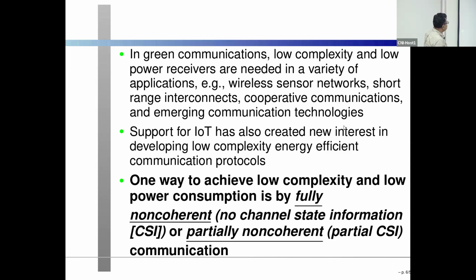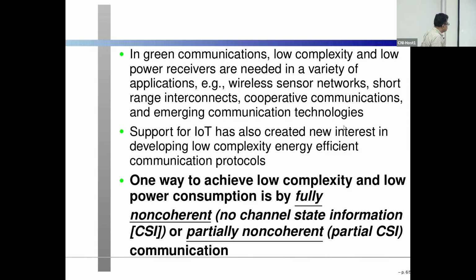Now, one way to achieve this is by either having fully non-coherent receivers which require no channel state information. So, no overheads in terms of pilot symbols to estimate the channel. You just know the channel statistics, or partially non-coherent communication. So, partially means that you do not have both the magnitude or the phase information of the channel.